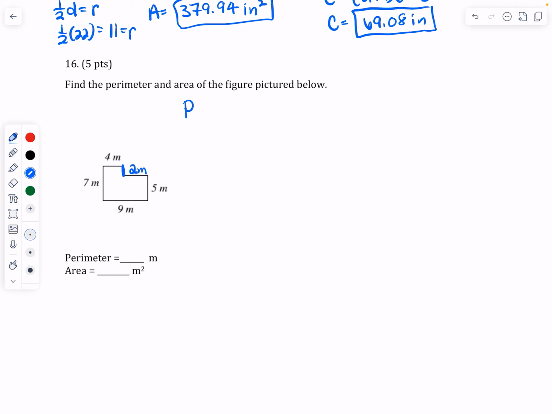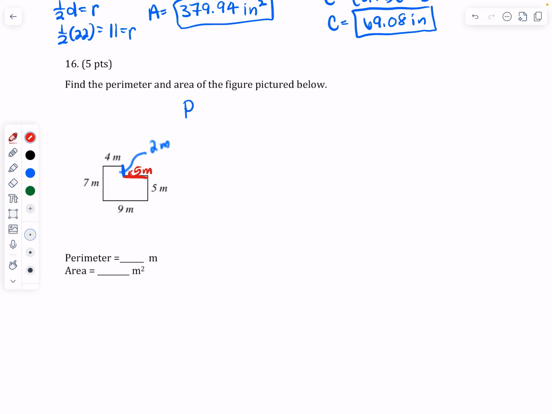I also need to know, and I'll use a different color, the length of this here. So the 2 meters is this, and I need to know what this length is. So again, the whole length is 9 minus 4. So 9 minus 4 is 5. So I'm going to put 5 meters here.